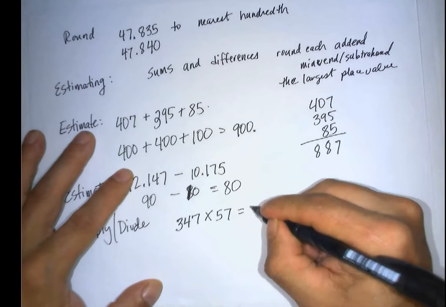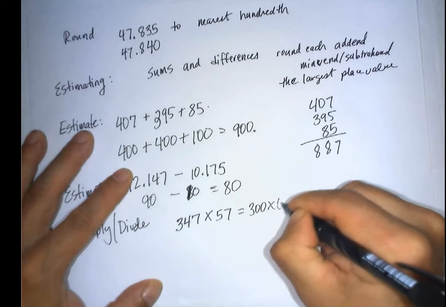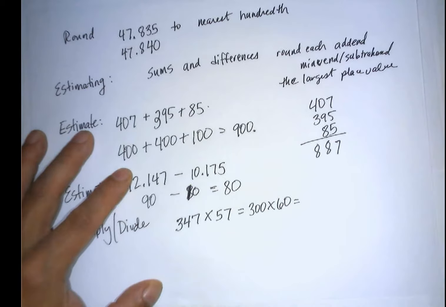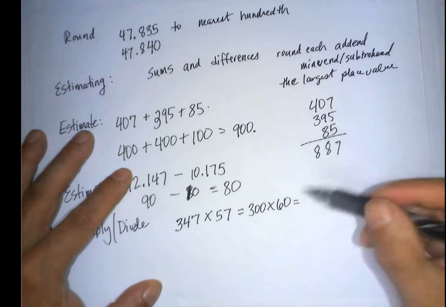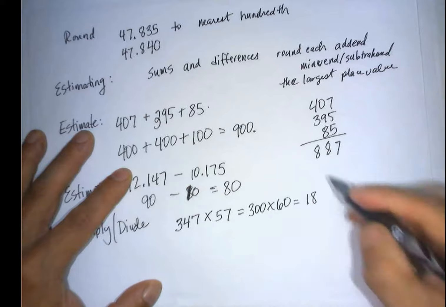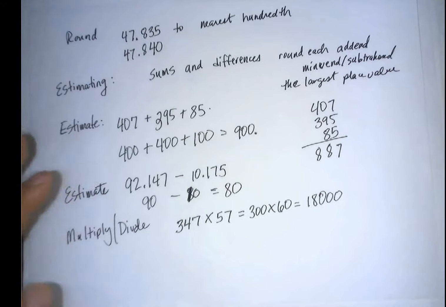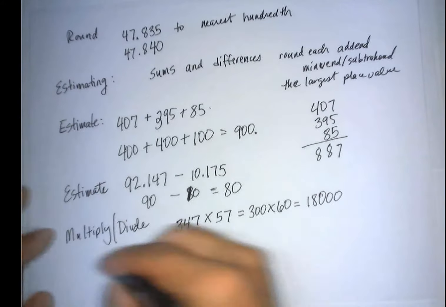So this would be 300 times 60, which is easy to multiply if you remember multiplying by multiples of 10. 3 times 6 is 18, and then we add 1, 2, 3 zeros. Now the exception to the rule of this is single digits.